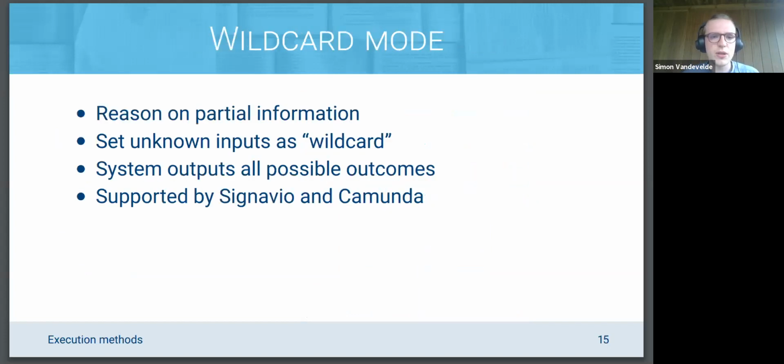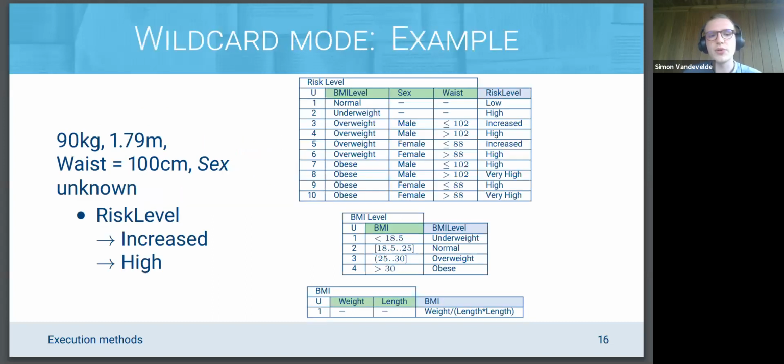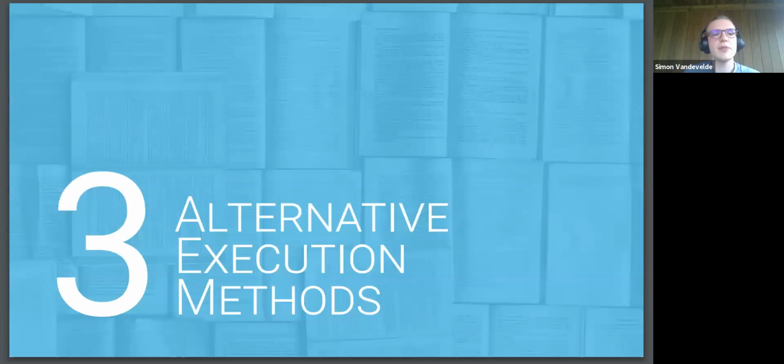So that's perfectly doable. And then we have something called wildcard mode, which actually allows us to reason on partial information, where we can set some inputs as wildcards, and then the system will output all possible outcomes. So for instance, if we don't know the sex, but we do know all the rest, then we can just ask, okay, but what could all the possibilities be given that I don't know the sex? And then it would be either increased or high, depending on if it's actually a male or a female. So those are the 3 main execution methods that I was able to find.